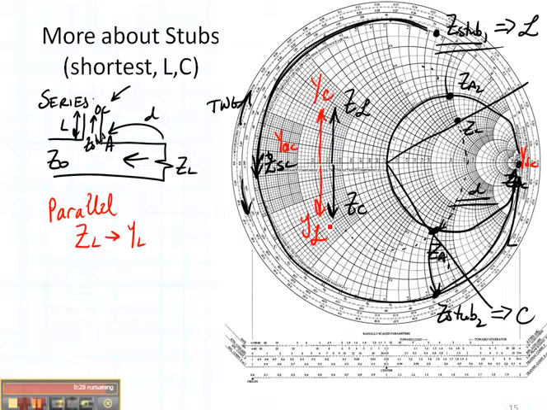I would analyze my distance and the length of the stub the same way that I did for the series case. I would also analyze my loads, the open or the short, the same way, except that they're going to be in different locations. So those are the things that would change if I were looking at a parallel stub instead of a series stub.